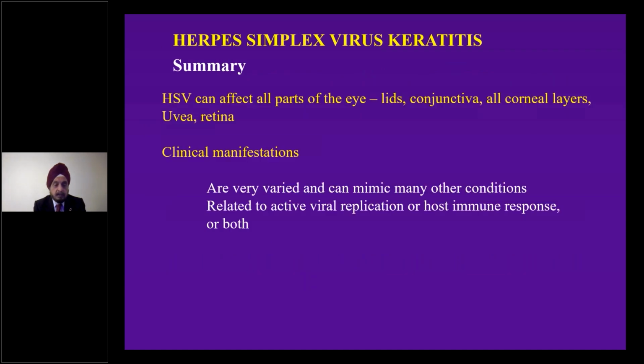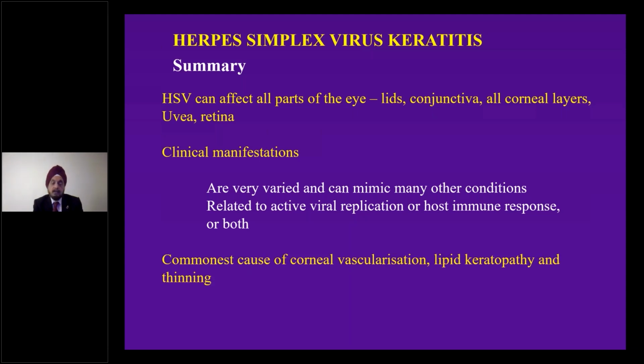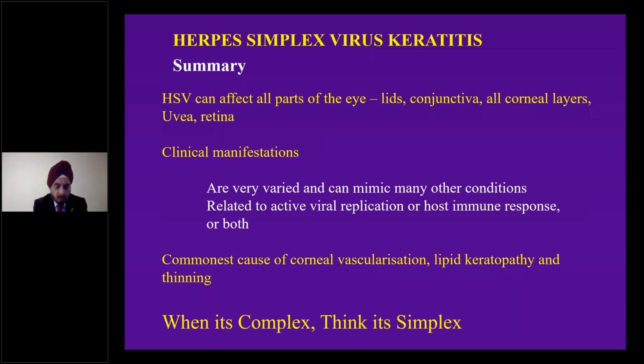So, in summary, herpes simplex virus can affect all parts of the eye: lids, conjunctiva, all corneal layers, uvea, and retina. The clinical manifestations are very varied and can mimic many other conditions. They are related to active viral infection or to the immune response, or both. The commonest cause of corneal vascularization, lipid keratopathy and thinning of the cornea is herpes simplex virus keratitis. And this is one strap line I figured for this talk. Never said it before. When it's complex, think it's simplex.